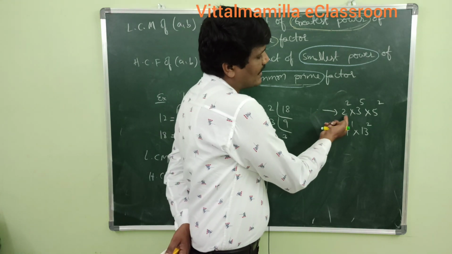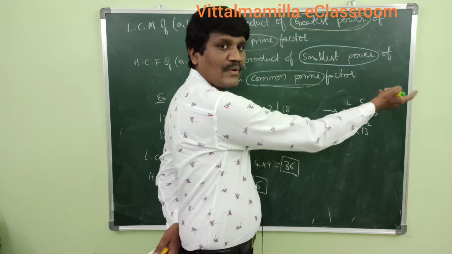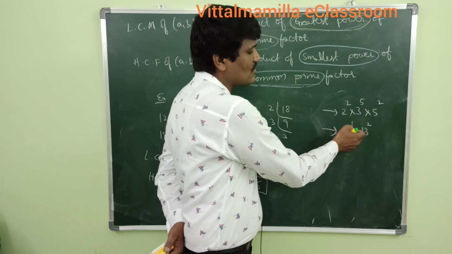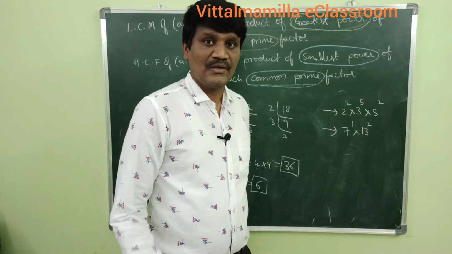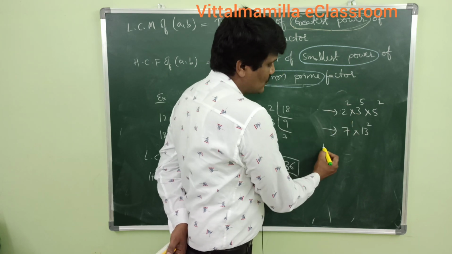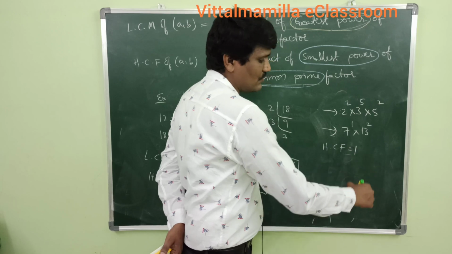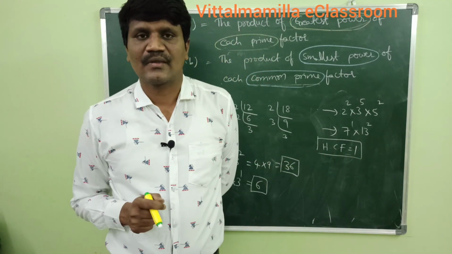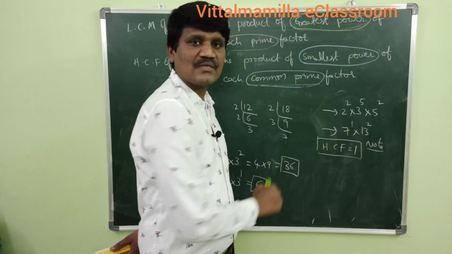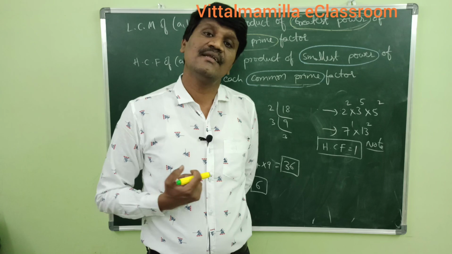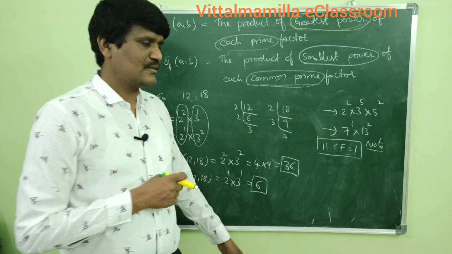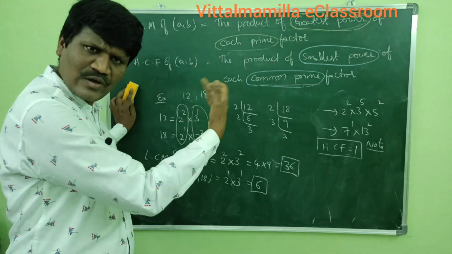So if you take LCM, you should consider all the prime factors. Okay, but coming to HCF, there is no prime common, right? You should note this point. If no prime is common in both, you should consider HCF is equal to 1. Okay, so write this in the note. If there are no common primes in two numbers, then consider HCF is equal to 1. Okay, right. Next, let us do one more problem.